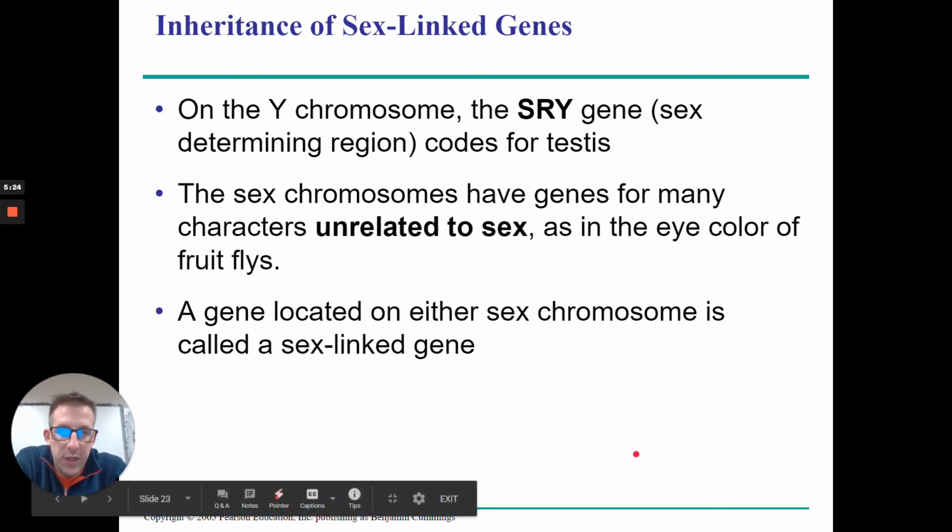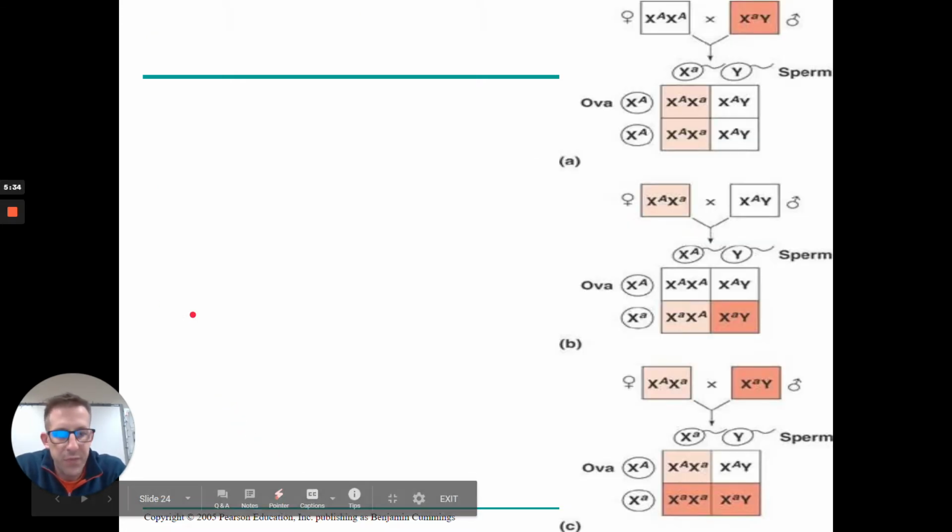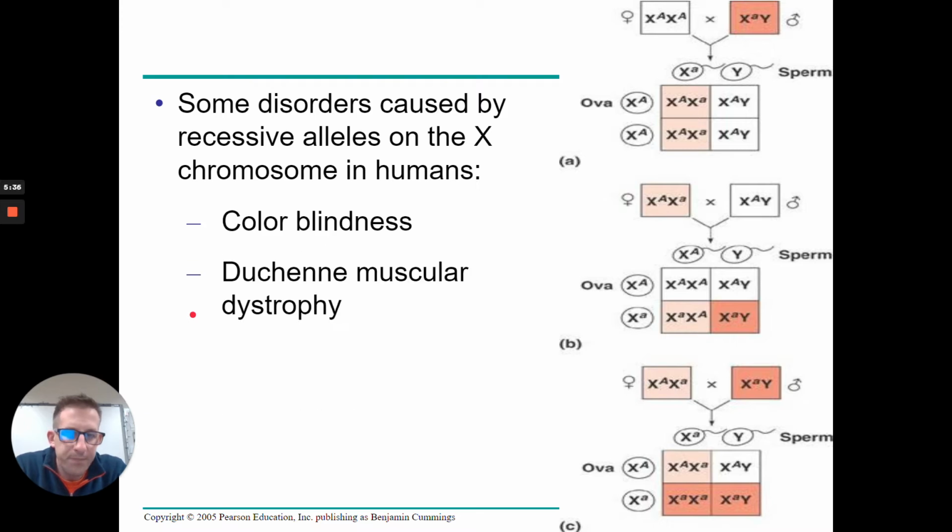So genes located on either sex chromosomes are called sex-linked. And yes, there are some that are located on the Y other than the SRY, but they are relatively insignificant. Okay. So in addition to some genes being inherited on the X chromosome, you do see quite a few disorders and diseases that are inherited on the X chromosome.